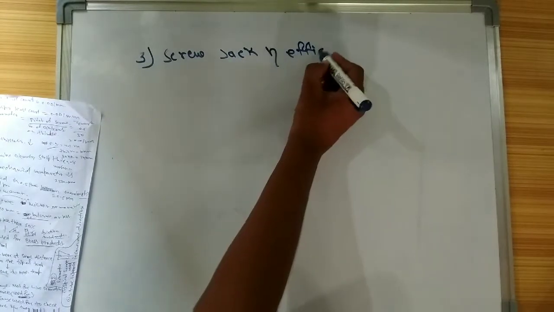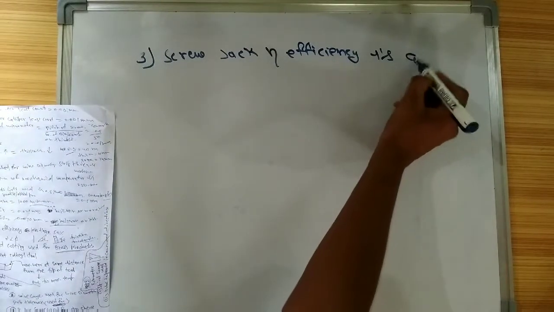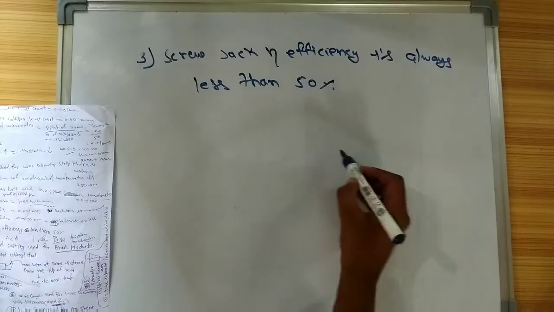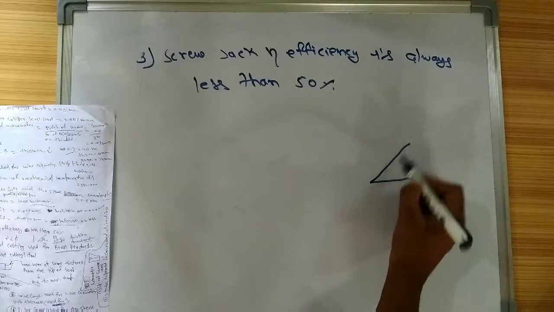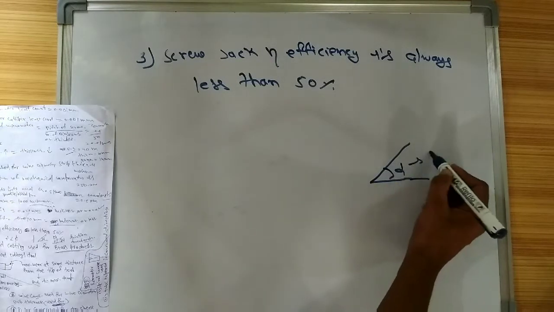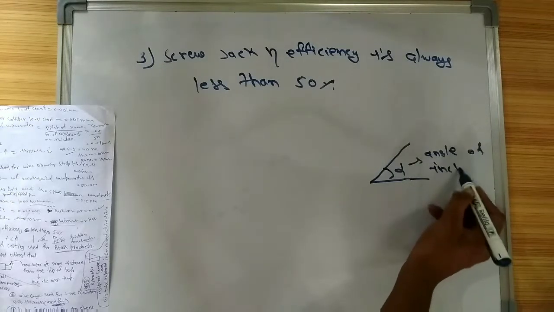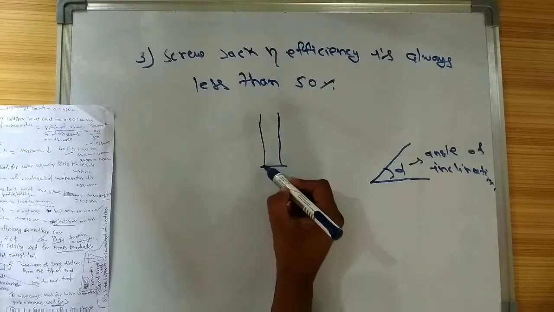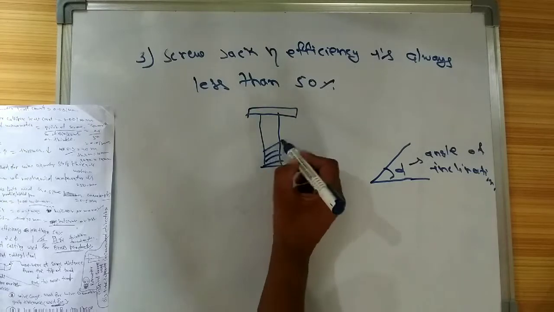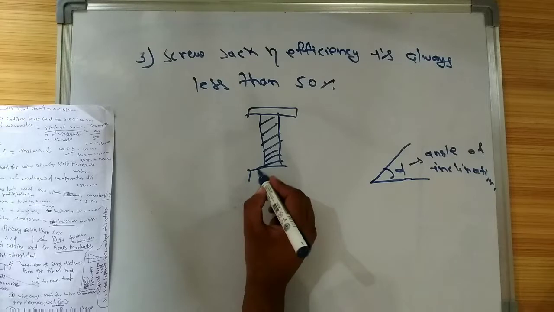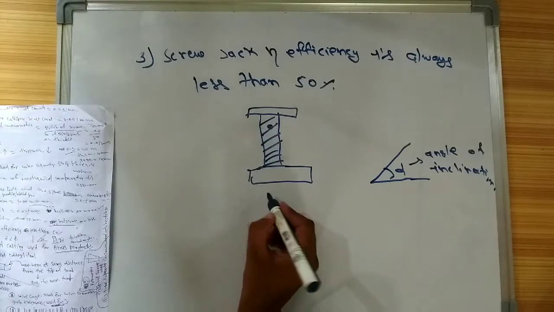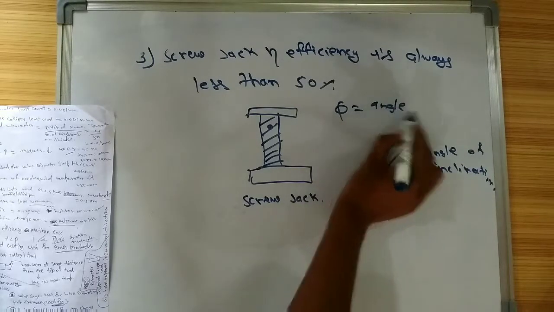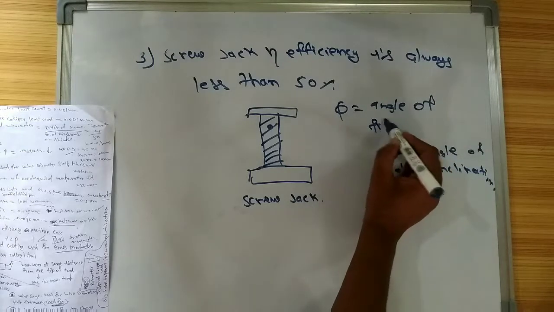Screw jack efficiency is always less than 50%. Alpha is the angle of inclination. In the screw jack, phi is the angle of friction.